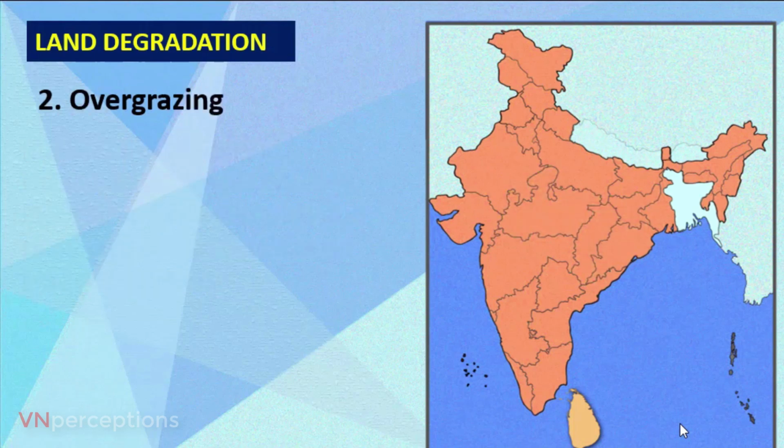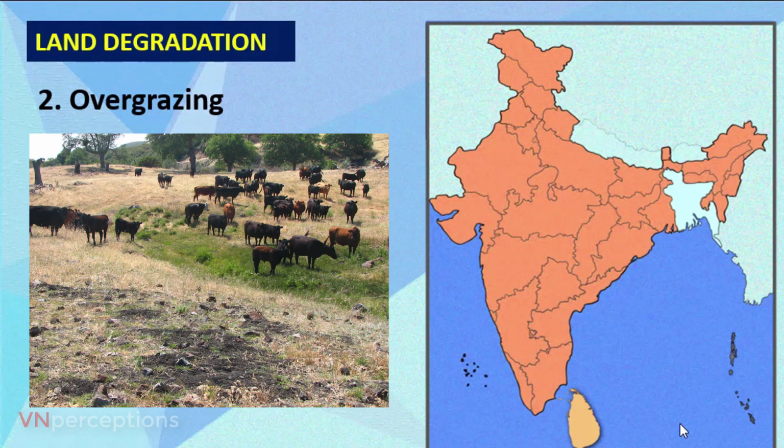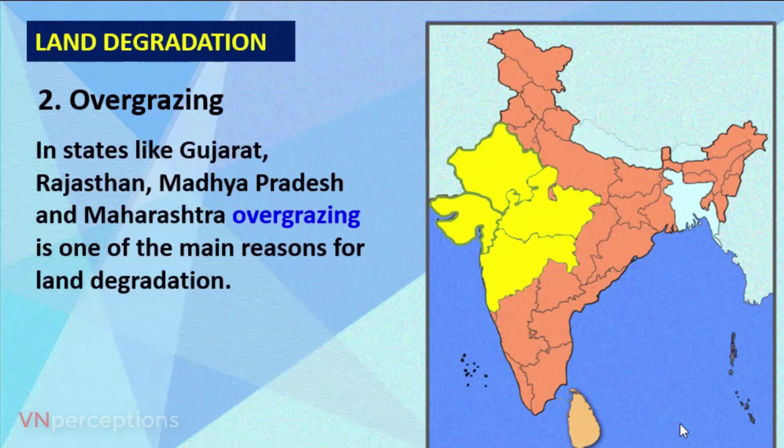Now we come to the second reason, and that is overgrazing. When I talk about overgrazing, how does it affect? Whenever animals excessively eat the grass and the land is left bare, then the soil becomes loose and it is subjected to erosion. That can lead to land degradation. And the states that are affected by it are Gujarat, Rajasthan, Madhya Pradesh, Maharashtra. These are the main states where there is land degradation due to overgrazing.